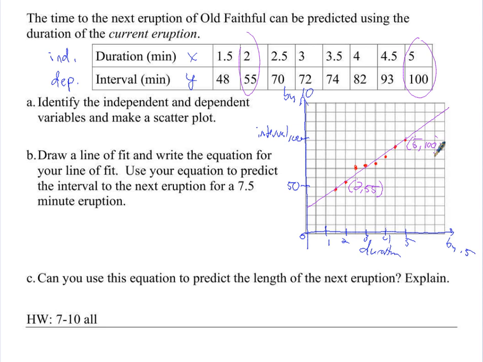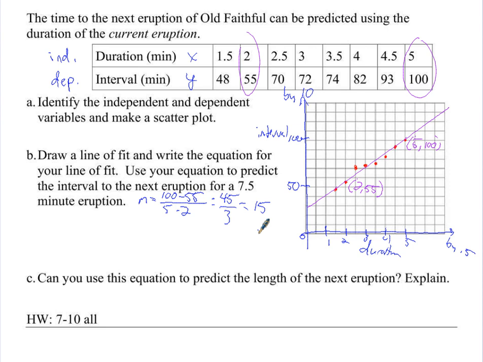So what do we have to do now? Find your slope. M equals what? y2 minus y1. So 100 minus 55 divided by 5 minus 2. So 100 minus 55 is 45, and 5 minus 2 is 3. 45 divided by 3 is actually 15. So what this slope means is that's 15 over 1.